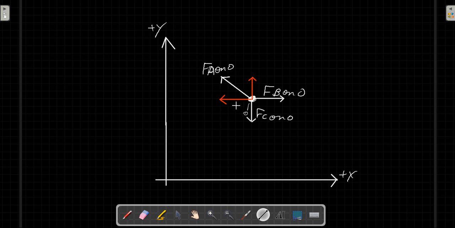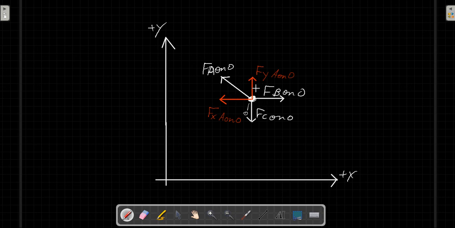So now we've broken F A on O into two components. We will label these components with a name. This will be Fx, the x component of A on O. And this will be, you can guess, F Y, A on O. This is the y component of A on O because it goes in the y direction, and this is the x component of A on O because it goes in the x direction. And there you have it.